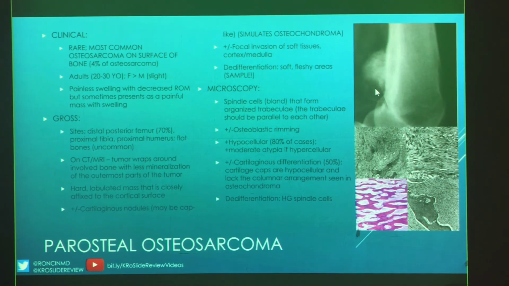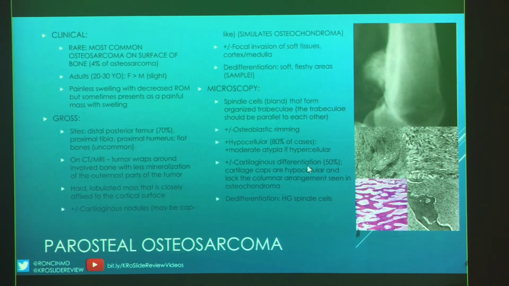You may or may not have invasion of soft tissues, and you can have dedifferentiation of soft, fleshy areas. And if you have those where they look more fleshy, you must sample them. Okay, I can't stress that enough. Microscopy, we have, again, these very bland spindle cells. We kind of went over a lot of that. Again, you may or may not have osteoblastic rimming. Majority of these cases are hypocellular, and if they are hypercellular, you would expect to see maybe some moderate atypia.